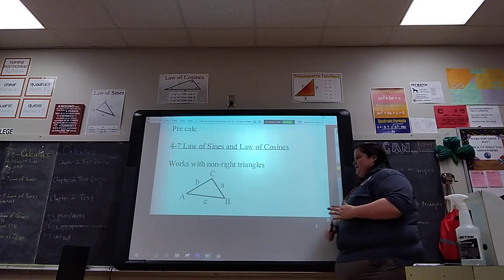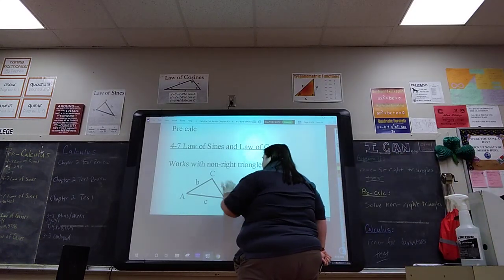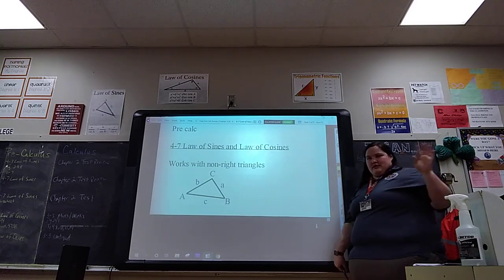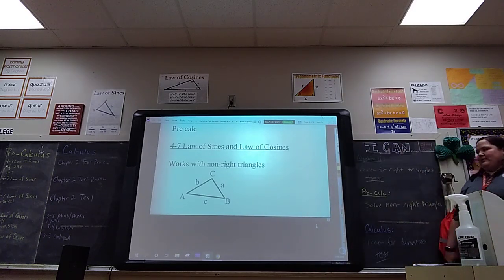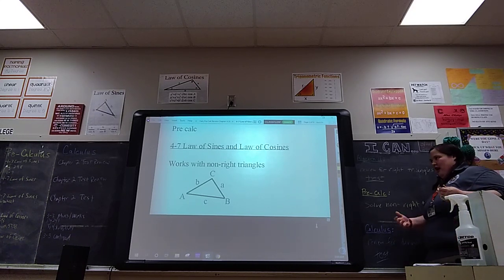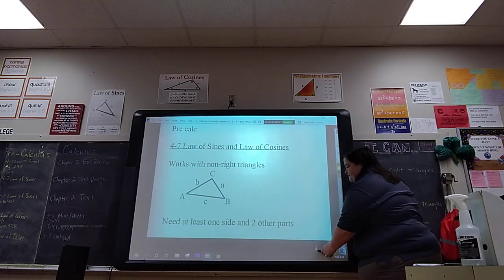We can use the rule that all three angles have to add up to 180 degrees. That's no matter what triangle we talk about, so we can still use that rule. If we have two angles, we can still use that rule of 180 degrees. But in order to find sides or angles when we don't have two angles or two sides, we have to use either law of sines or law of cosines.